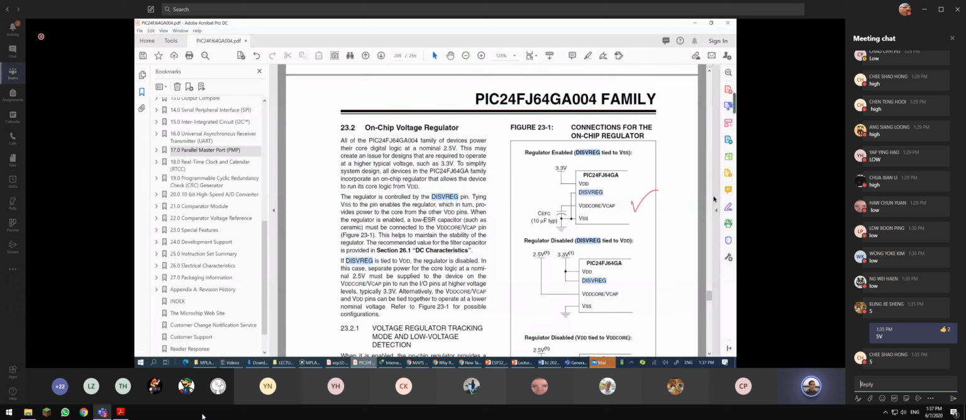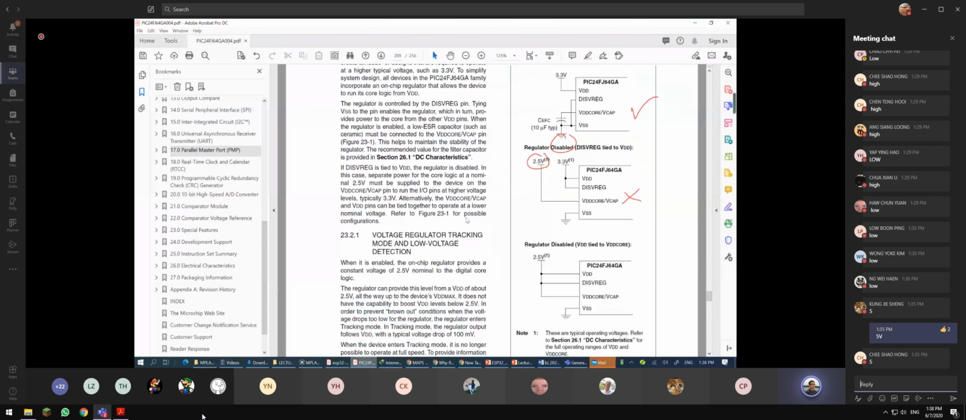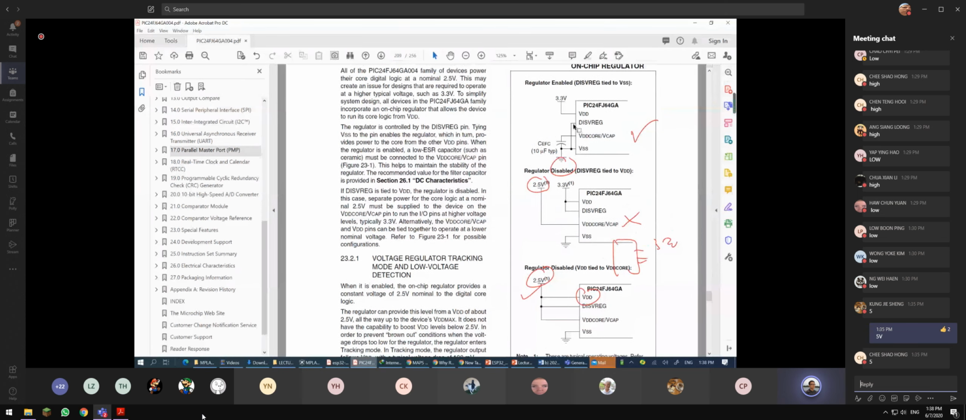Voltage regulator disabled: if disabled, are you sure you want to connect 2.5 volt over here? You're not going to do this, correct? 3.3 volt, then another 2.5 volt. You want to connect a few resistors to do a voltage divider? You are not going to do this. Or disabled, you want to make sure that everything is 2.5 volt. Then if you put 2.5 volt, what if your microcontroller input output pins need 3.3 volt? You're not able to achieve it. Therefore, the recommended connection is this: 10 microfarad typical and 3.3 volt.